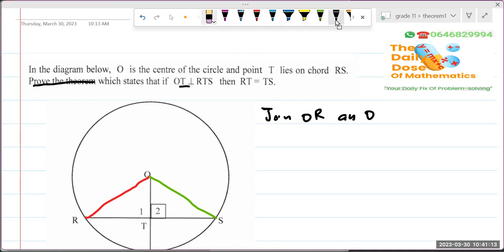Now, what do we call OR and OS? It's a line from the center to a circumference. What do we call a line from the center to a circumference? Radius. If it's one, it's called the radius. If there are two, what do we call them? We call them radii.